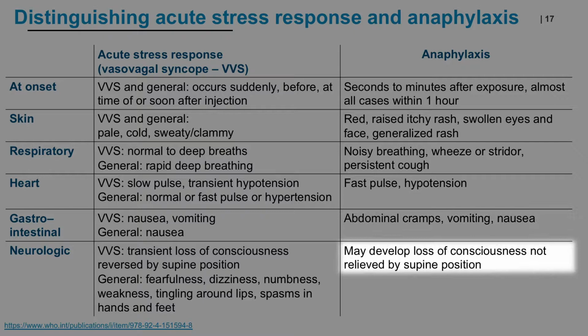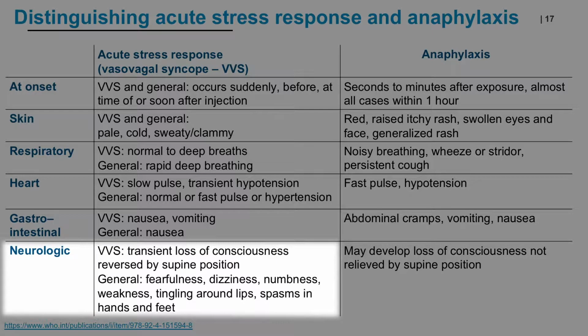When you look at the nervous symptoms, in anaphylaxis there could be a loss of consciousness not relieved by a supine position. Whereas in a vasovagal syncope, the transient loss of consciousness is reversed by a supine position. But generally, remember, a person who is suffering from a vasovagal syncope is more agitated. There is a lot of fearfulness, dizziness, numbness, weakness, and tingling around the lips and spasm in the hands and feet.